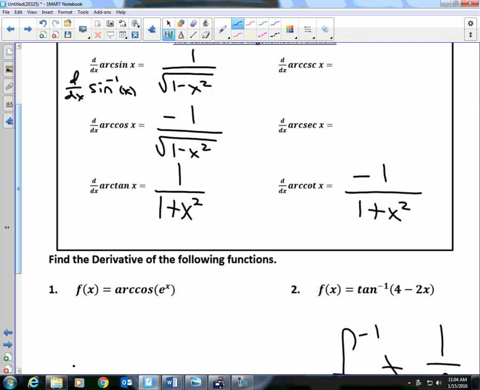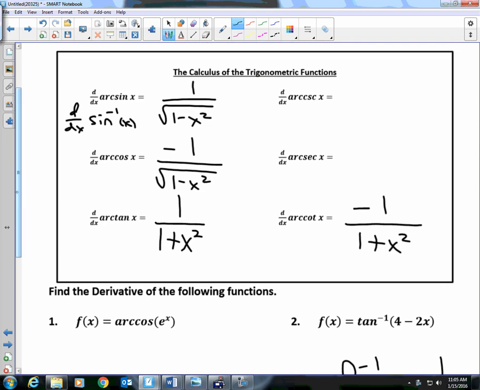So if you know arc sine, you know arc cosine. If you know arc tan, you know arc cotangent. Arc cosecant and arc secant are where they get a little bit more messy. Arc secant is, I'm sorry, it's not negative, it's positive: positive 1 over x times the square root of x squared minus 1. And arc cosecant is negative 1 over x times the square root of x squared minus 1.